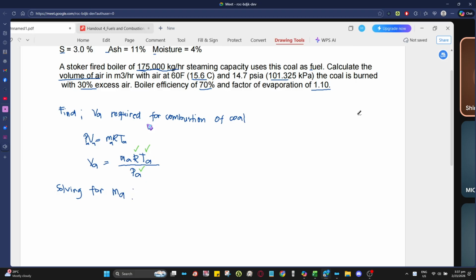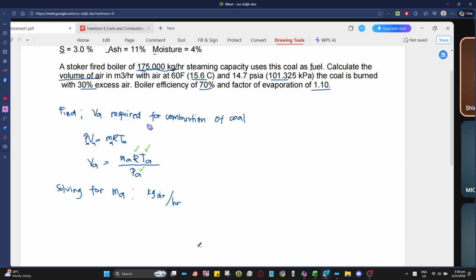Okay, solving for mass of air. Unsaon man nato ni ron? So mass, unsa may unit sa mass of air? So that is kilogram, maybe kilogram of air per unit hour.